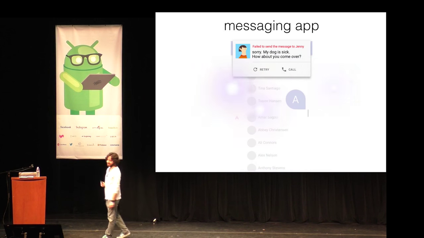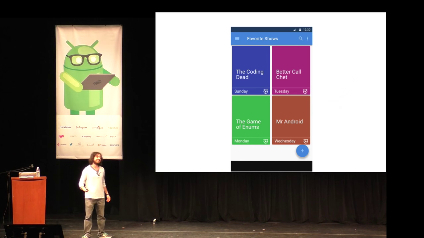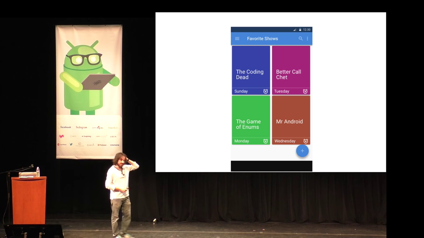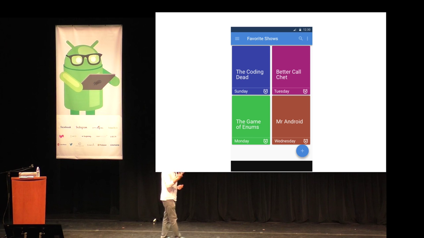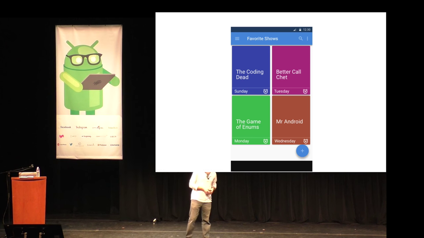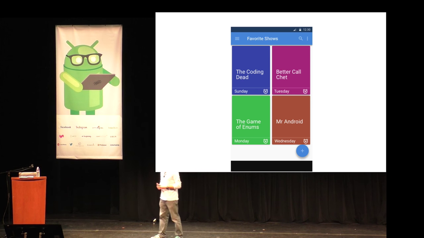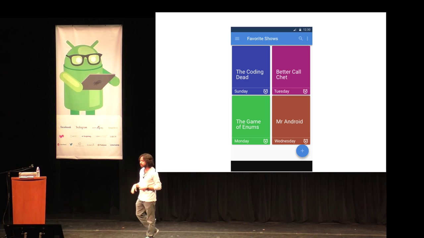Yay, sparkles. Okay, there's another thing. Say I have an application where I'm watching shows online. And of course, there's my favorite show somewhere. These are all things you can cache offline. Even if I cannot watch TV when there's no network, that doesn't mean I'm not going to use the application. So I open the application. These are my favorite shows.